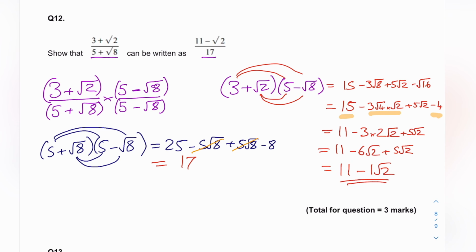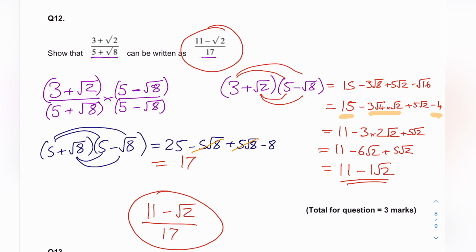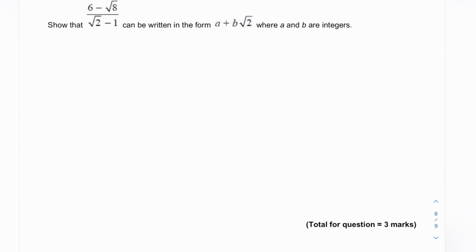So your final step now is to put both parts together. So our numerator was 11 minus this 1 root 2, which we can just write as root 2, and our denominator was 17. And you can see that that matches our question at the top. So we're finished there. Okay, our last question to conclude our video. Again, this is similar to the question you've just seen above.